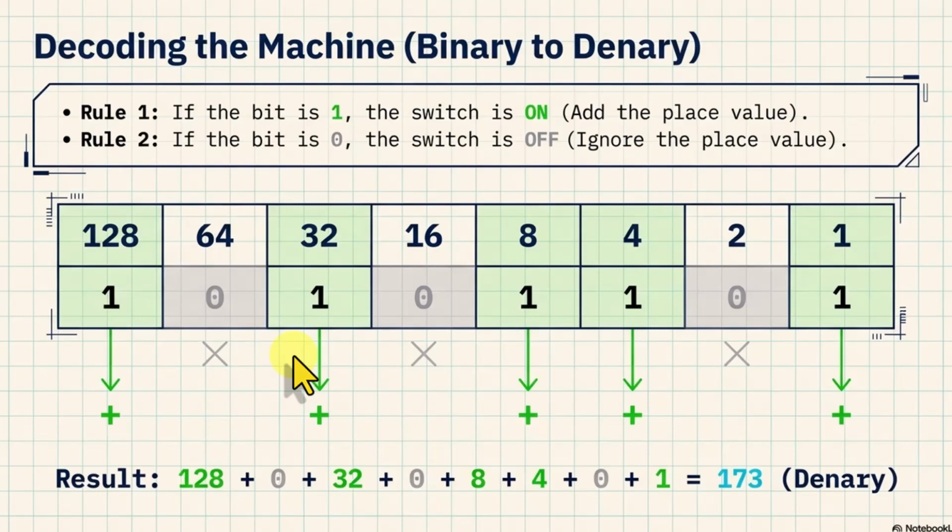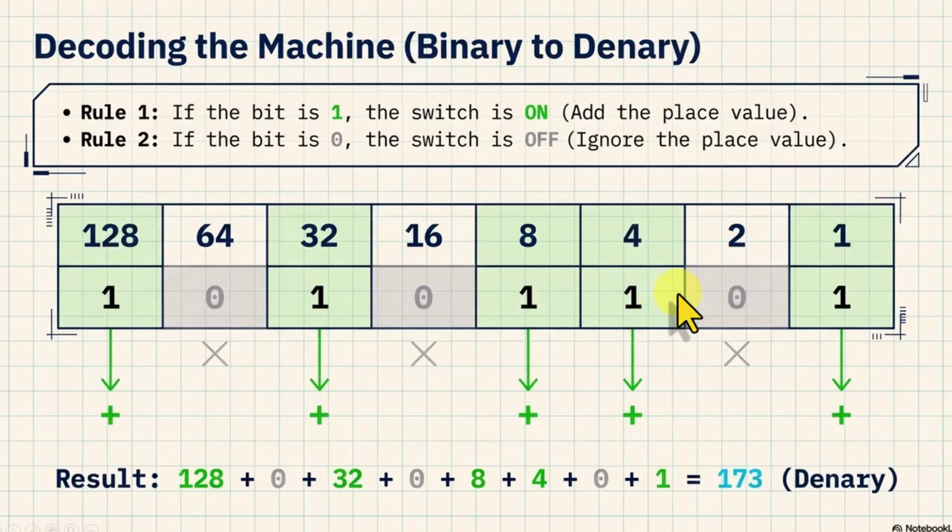Now decoding binary, or simply changing binary to denary. If we have any sequence of ones and zeros, like 1 0 1 0 1 1 0 1, and we need to know its value, we use this method. Rule number 1: if the bit is 1, the switch is on, so you add the place value. Here, for example, the 32 is 1, so we have one bundle of 32. 16 is 0, so we do not have any bundle of 16. Then 8 is 1, so we have one bundle of 8, so we add 8. If it is 0, the switch is off, so ignore the place value.